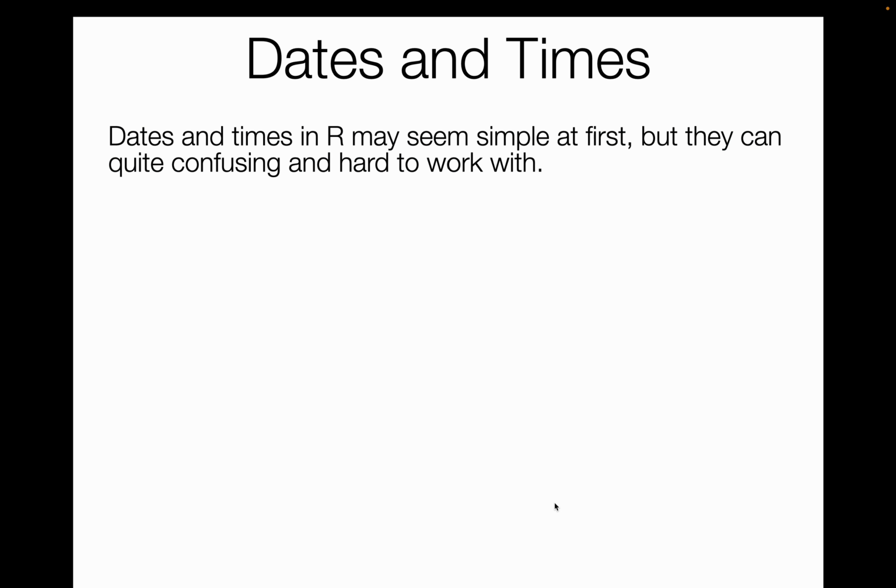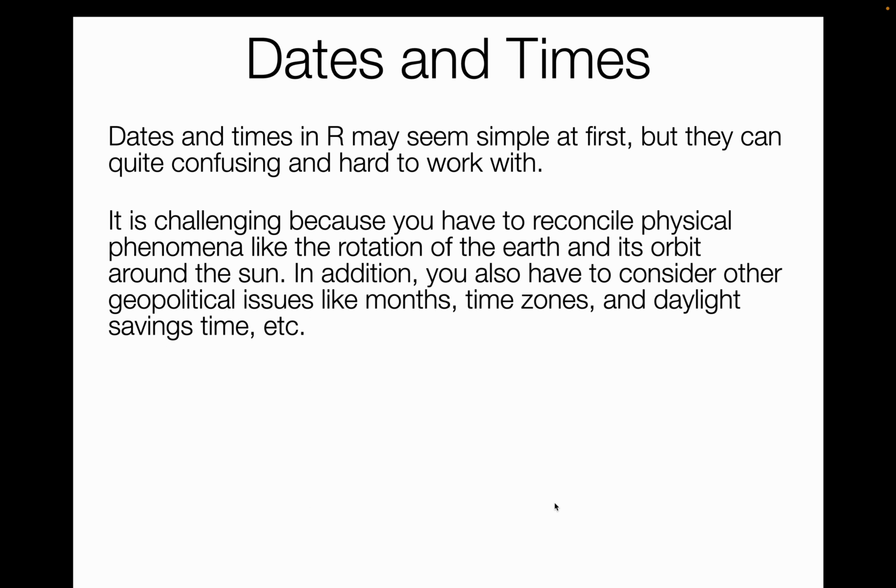So now we go to dates and times. Dates and times are very simple, or they seem simple at first, but they can get quite confusing and hard to work with. You can have date and time objects in R. Again, they're semi-basic. They're not the basic double, integer, logical, character. They're not those four basic ones, so they have a little bit of extra stuff going on with them.